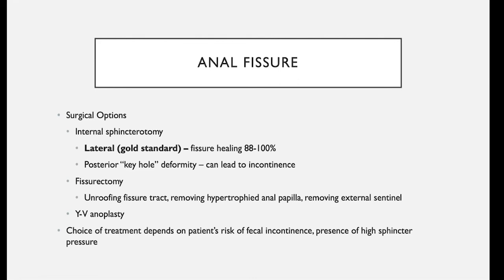Fissurectomy can also be performed. This is where you unroof the fissure tract, remove that hypertrophied papilla and external sentinel pile. And really the internal sphincterotomy has a higher healing rate than fissurectomy. And then if the fissure has led to an anal stricture of any kind, then a YV anoplasty can be performed.